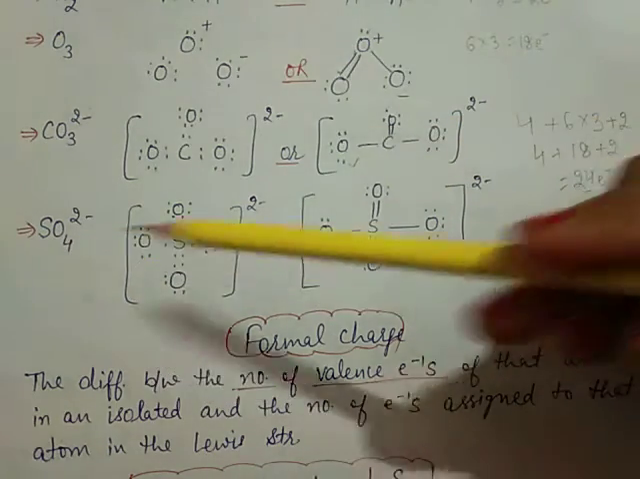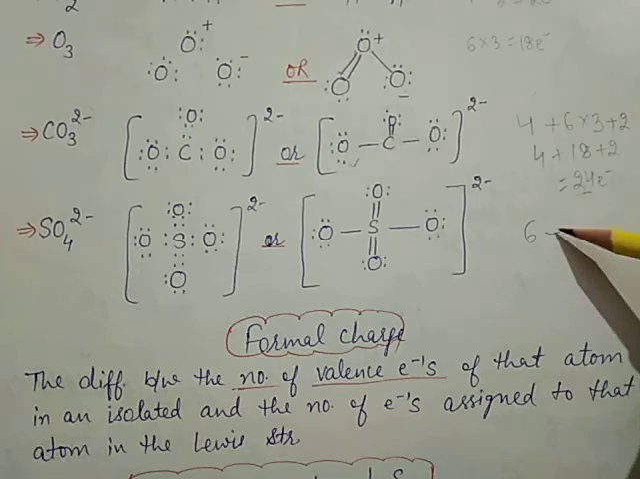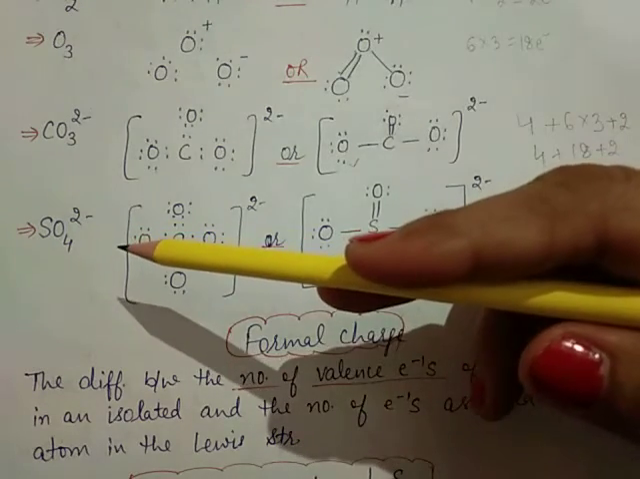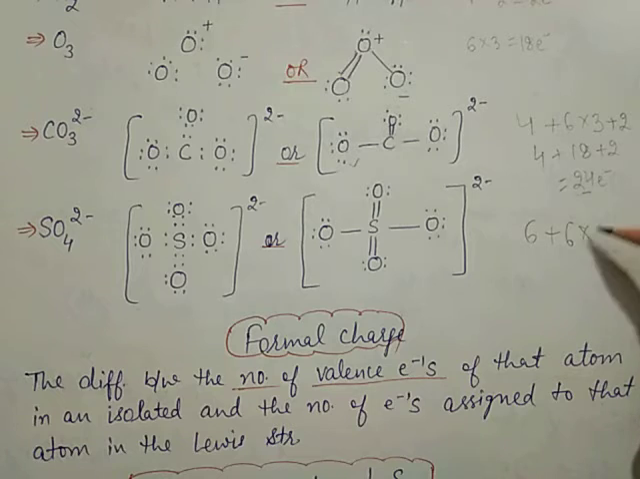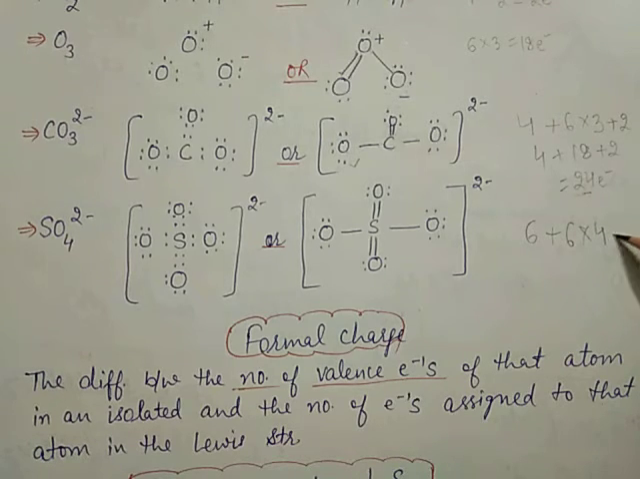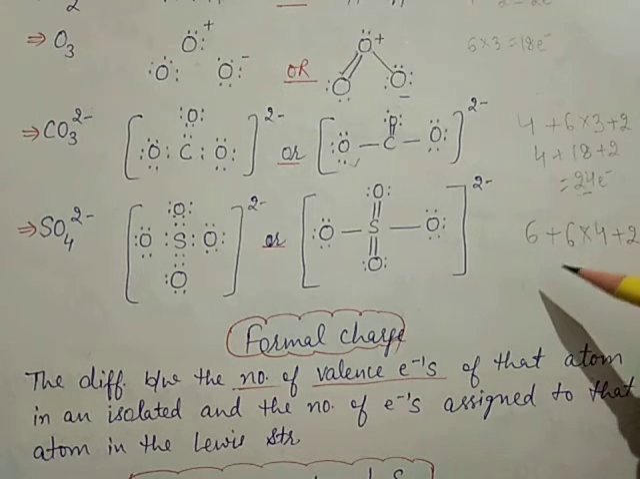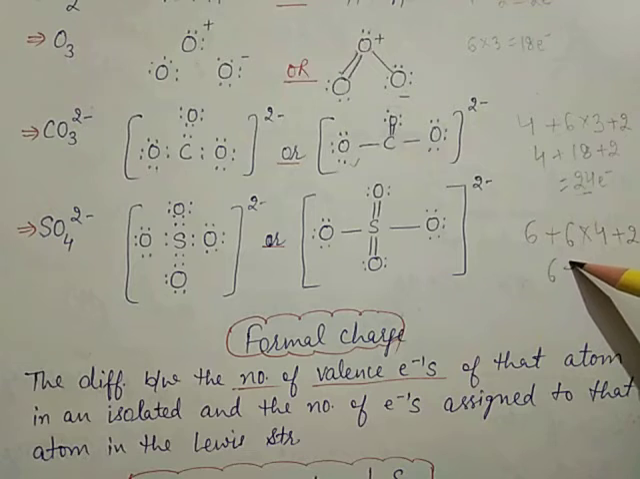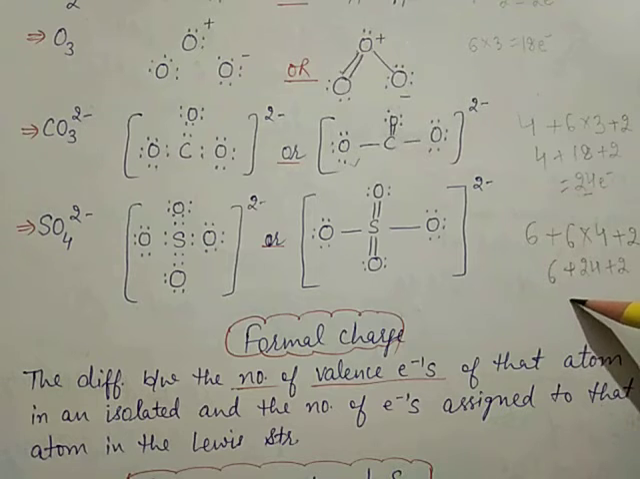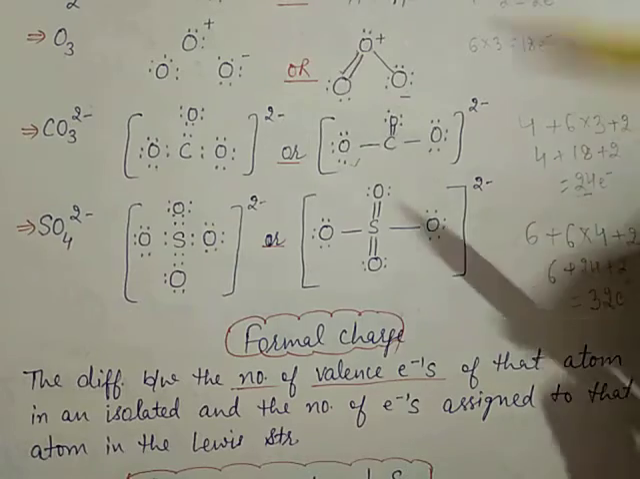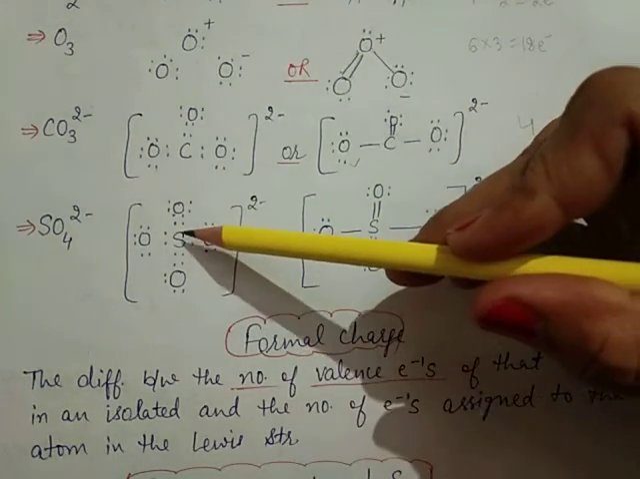In the case of sulfate, sulfur has 6 valence electrons plus oxygen. In the case of oxygen, 6 electrons multiplied by 4, that is 24, plus 2 for the charge. 24 plus 2 is 26, plus 6 is 32 electrons.